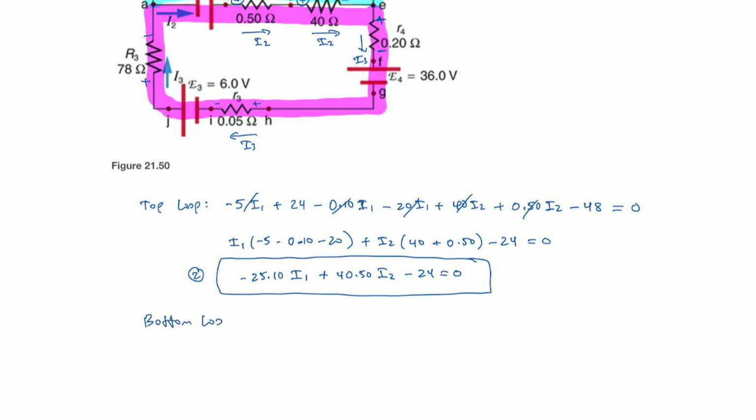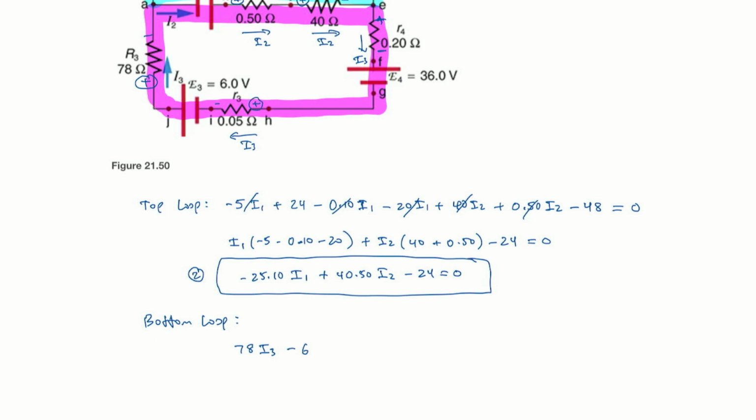the other loop, the bottom loop. Okay. And we are going around counterclockwise, so starting at A and heading towards J. All right. So the last thing we see on resistor R3 is the plus sign. So we have plus, and it's 78 ohms, so we will call it 78 times I3. We go through the EMF. We see the short end, so we've got minus 6 volts, so we'll put minus 6.